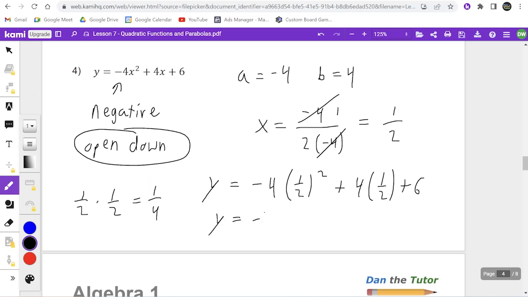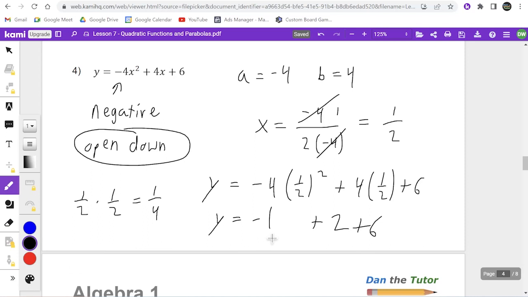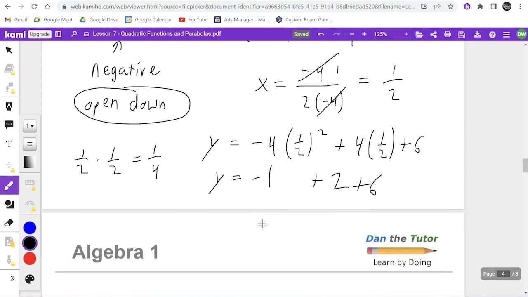So y equals negative 4 times 1/4 plus 4 times 1/2 is just positive 2. And then plus 6. And I know that negative 4 times 1/4, the 4's cancel. And I'm just going to get negative 1 right there. So negative 1 plus 2 plus 6, y equals 7. My vertex is going to be at the point 1/2, comma 7. And there we go. There's all the vertex problems we have for standard form. Any questions on any of those?